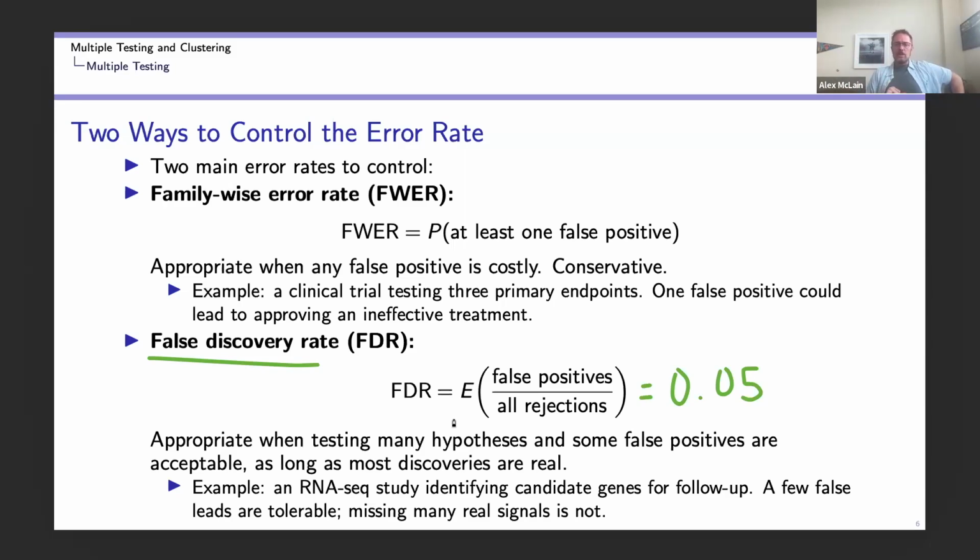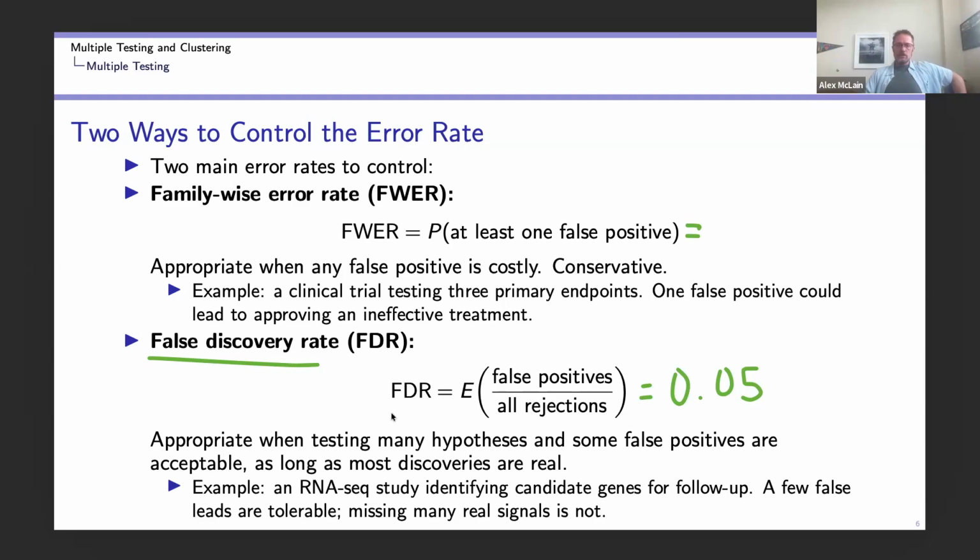So we got 95 that are probably the real deal. 5 of those are probably not. Compare that to family-wise error rate. When we reject 100, we are very, very sure that all 100 of those are the real deal. So it's a much higher bar for this family-wise error rate compared to this false discovery rate.